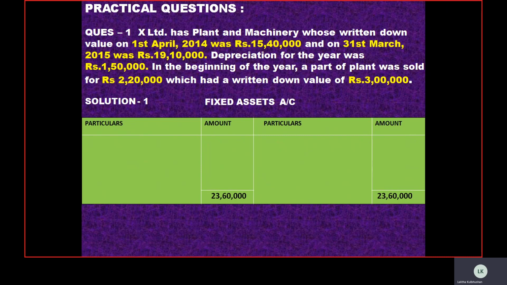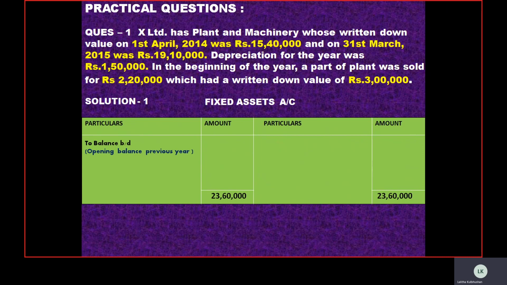So children, we have already seen the format. On the debit side, we have 'to balance brought down'. This is called what? That is the opening balance of the previous year. We have seen that all asset accounts give a debit balance. So that is the reason it has to be written here as 'to balance brought down', the opening balance of the previous year.